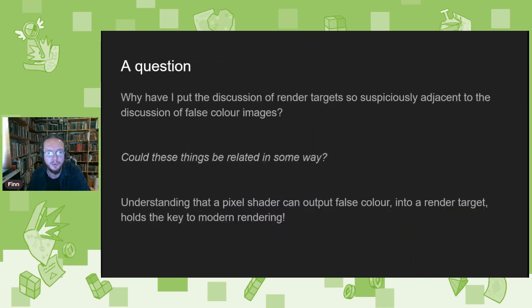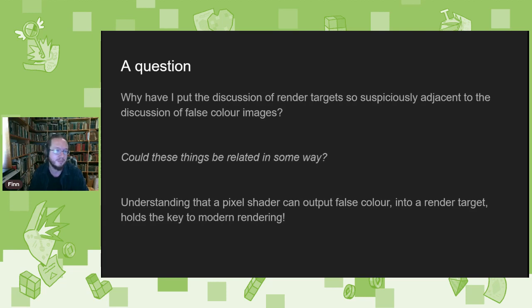So why did I just take that funny left turn from talking about render targets to talking about false color images? What do they have to do with each other? Now, this is really key because as soon as you understand that a pixel shader can write to a false color texture, you can start to transform the way you think of these things into understanding that a pixel shader and a render pass is just a way of populating an arbitrary array of data values.